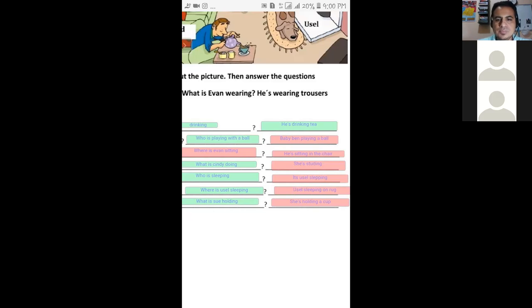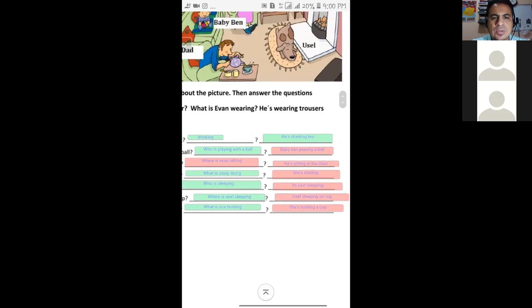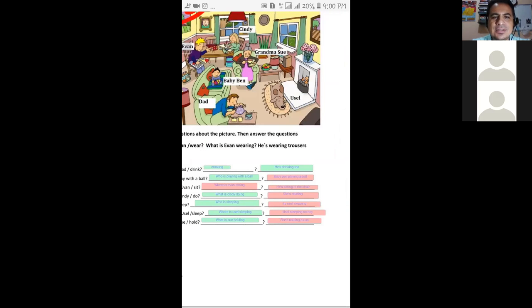Okay. Pero digamos en la respuesta de who is playing with a ball. Baby Ben playing a ball. He's playing. Sería he's playing. Who's playing with the ball? Maybe you can say the baby is playing with the ball. Se llama Ben. Baby Ben. Yes. Is playing. Ahí solo se le olvidó el verb to be. Is. Okay. She's holding a cup.